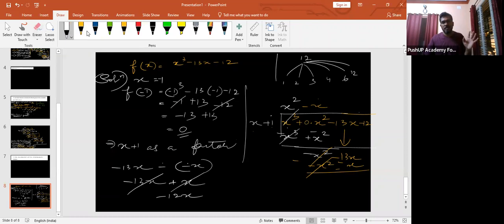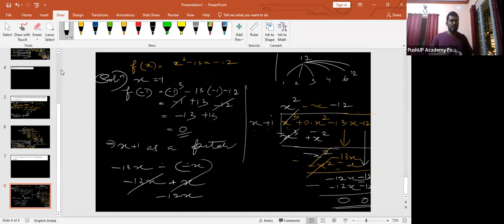Don't see what others are doing and how they are doing. You do it perfectly. That's what matters. Now you bring minus 12. Now you have to multiply this x with such a value that it gives you minus 12x. X into minus 12 will give me what? Minus 12x, right? Minus 12 into 1 will give me what? Minus 12. Obviously, when I subtract these two, I get 0 as a remainder.